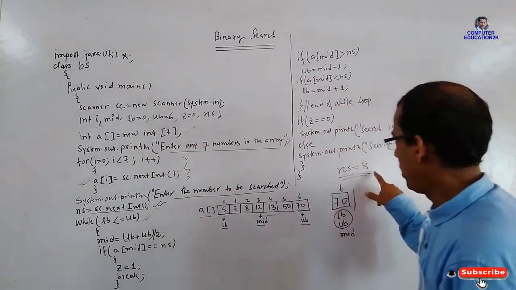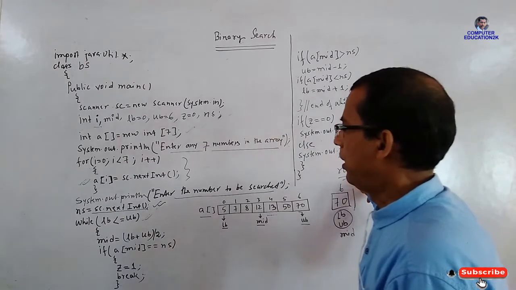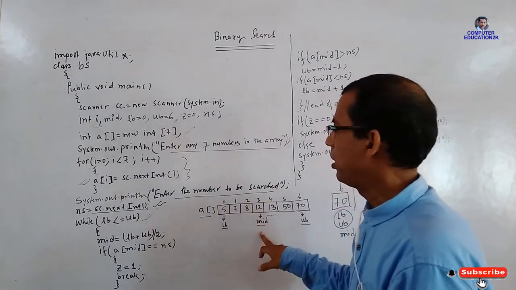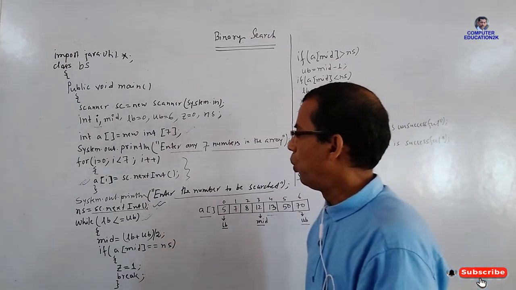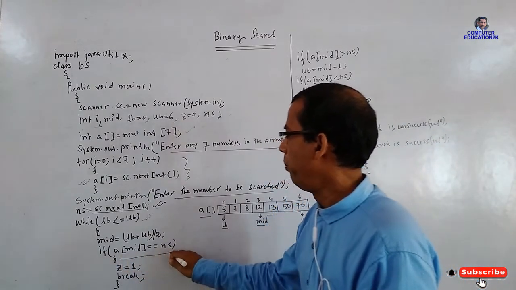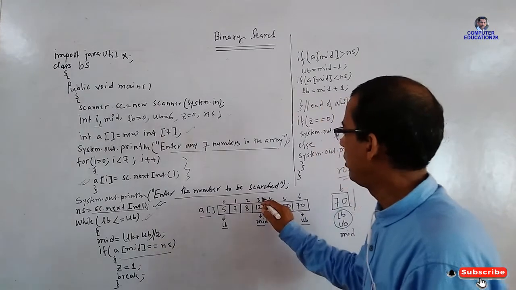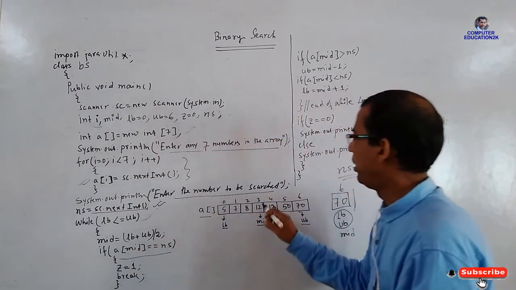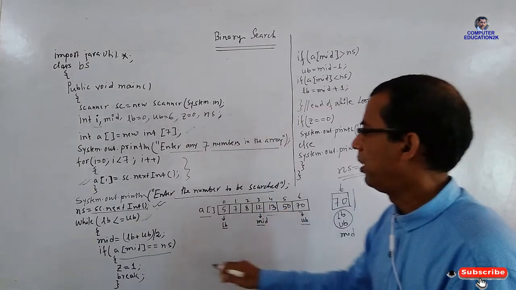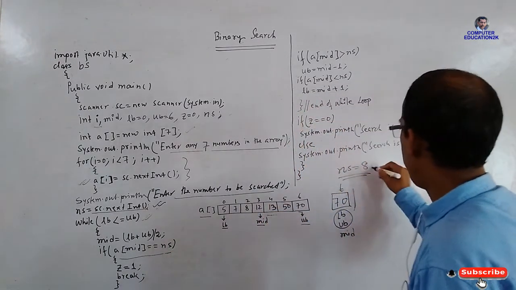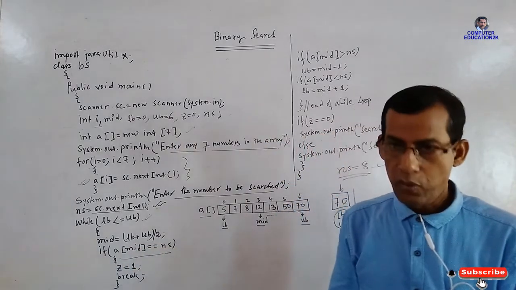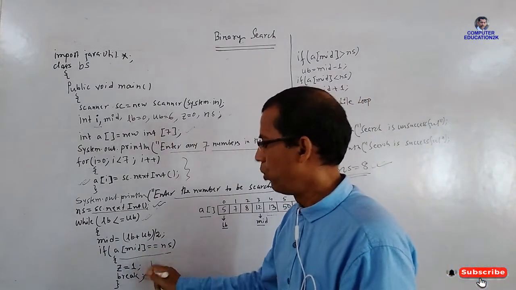Suppose you want to find the number 8, that number will be checked at the mid position. That's why we are checking if A of mid. What is mid? Mid is 3 because 6 by 2 is 3. So A of 3, what do you have in A of 3? 12. NS is 8. So 8 equals 12? No, the condition is false. This line will not execute.